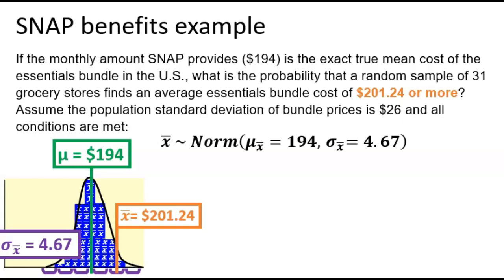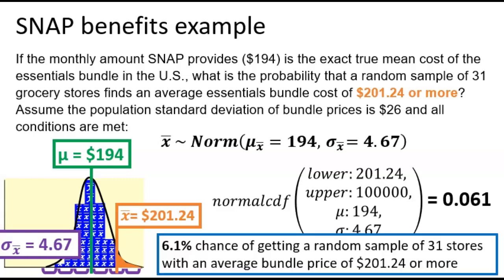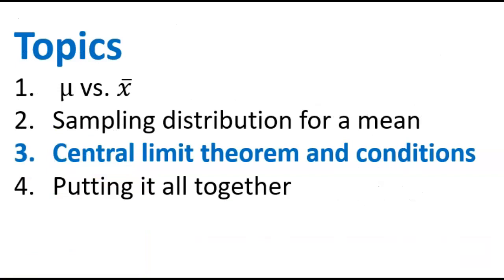Okay, so if that's true, and we can label those, then if we wanted to calculate the $201, that's where this is. We could actually see this is where those means would be, or more extreme. And so you really could just use a normal CDF calculation to find out that this is about 6%. So you can say that there's a 6.1% chance of getting a random sample like this that would have the bundle being worth $201 or more.